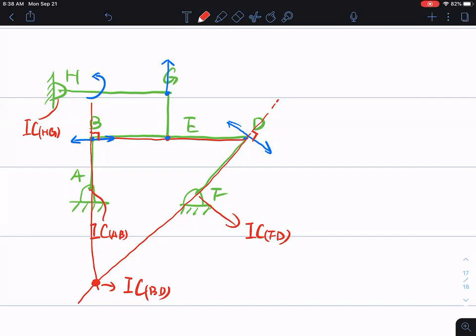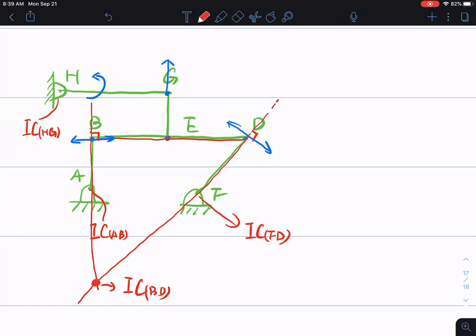Okay, now we know the instant center for BD. We still want to find out the instant center for GE. Let's look at that point E. Is point E on rigid body BD? Yes, point E is on the rigid body BD.